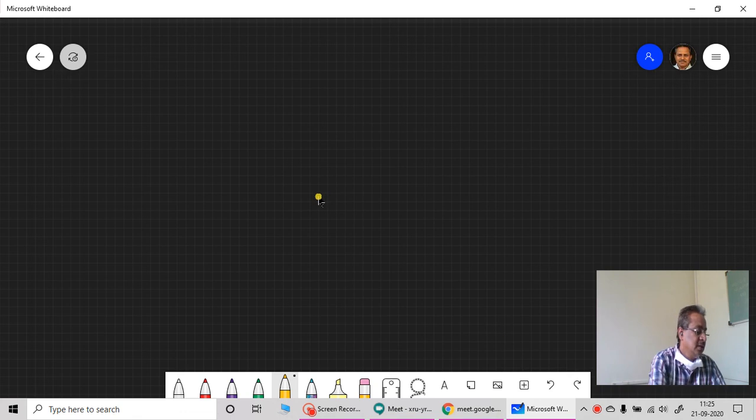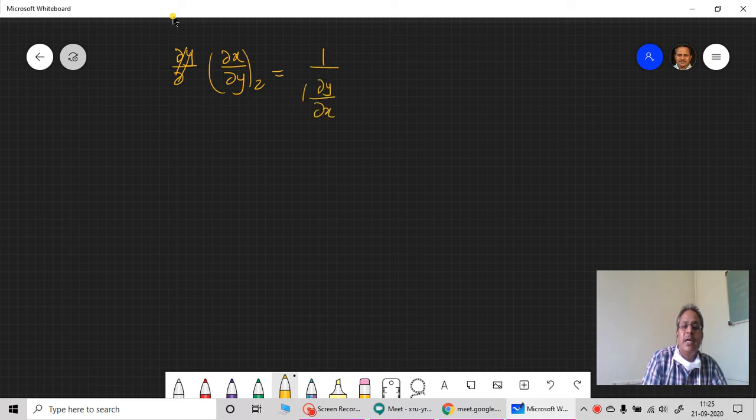Now let's start with the two relations we have already derived. The first relation was the reciprocity theorem: the partial derivative of x with respect to y at constant z is equal to 1 upon the partial derivative of y with respect to x at constant z. The second variable with respect to the first variable, keeping the third variable constant. That was our theorem 1.